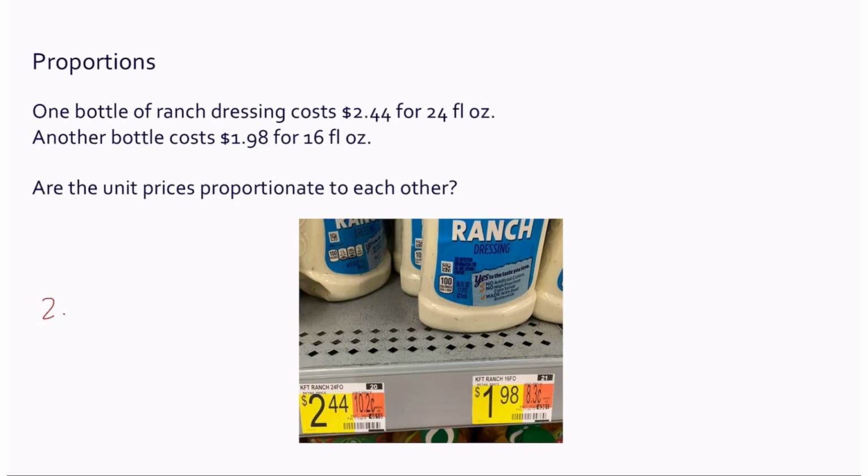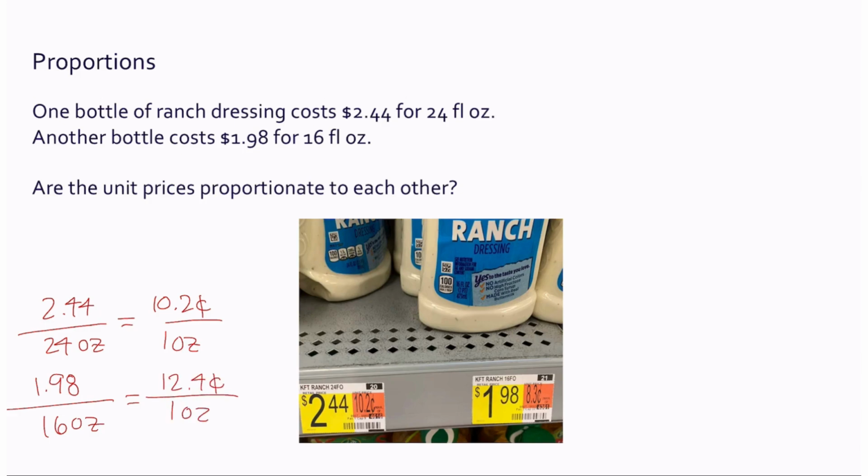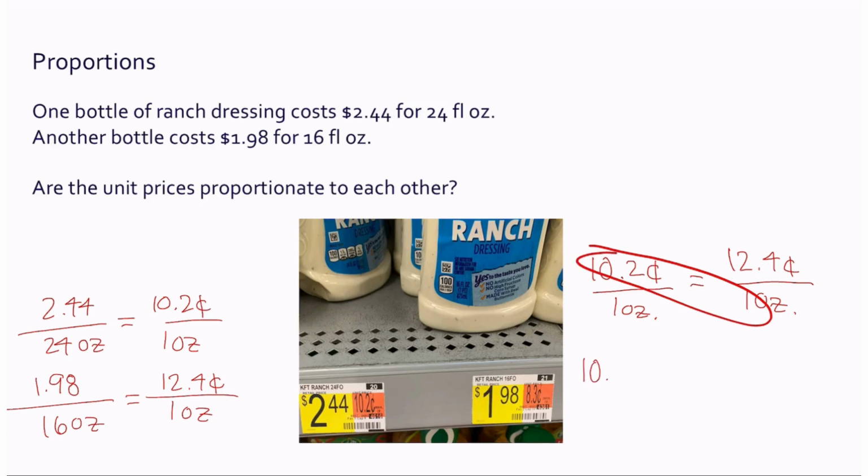So we said that we had $2.44 for 24 ounces, which was 10.2 cents per ounce. And then we had $1.98 for 16 ounces, and we said that was 12.4 cents per ounce. So if I compare these two unit prices, 10.2 cents over 1 ounce, 12.4 cents per 1 ounce, well, I don't think these are proportionate, but we're going to do the math just to find out. So 10.2 times 1 is 10.2, and 1 times 12.4 is 12.4. So these are not the same number, which means that no, these unit prices are not proportionate to each other.